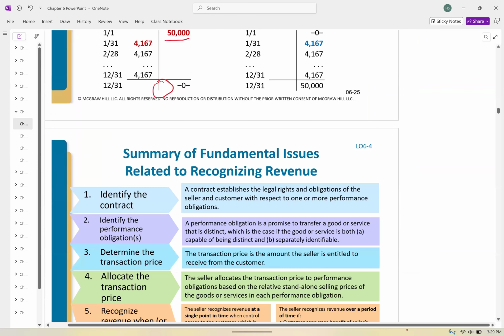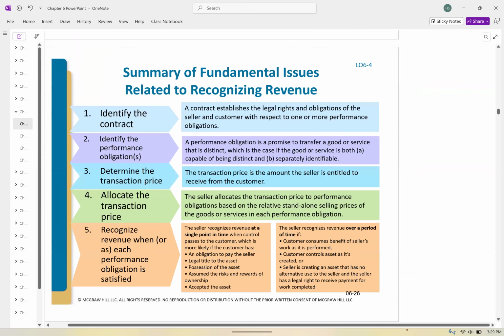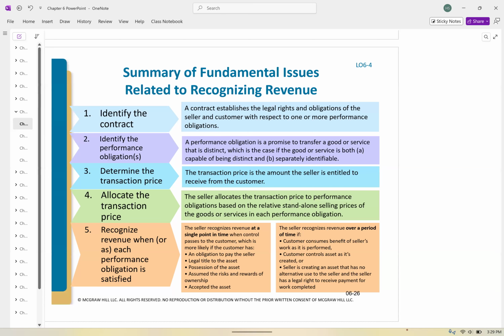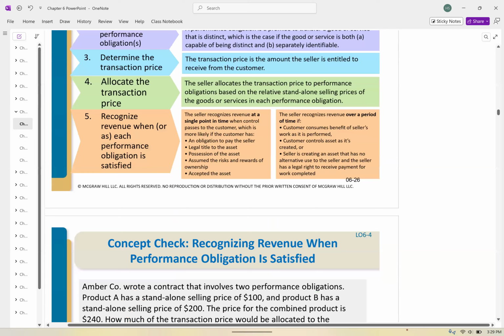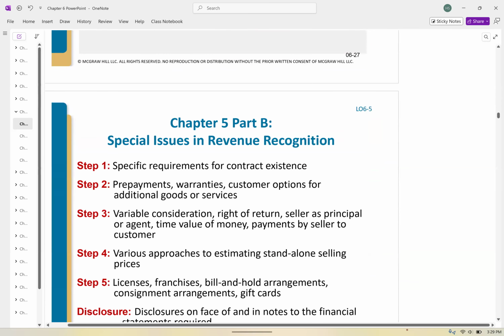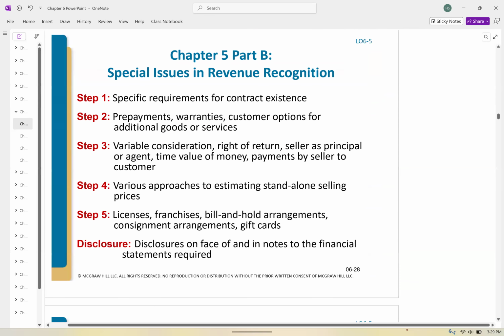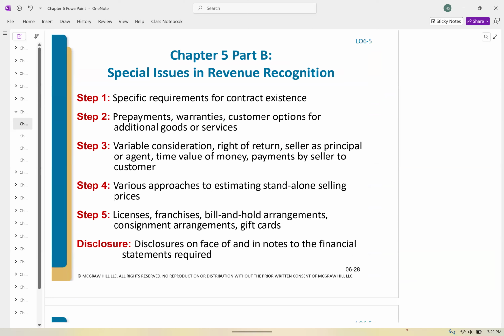So they kind of go back over the 5 steps again. We have some special issues when it comes to revenue recognition. There could be some very specific requirements for contract existence.